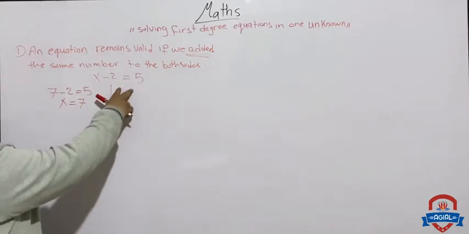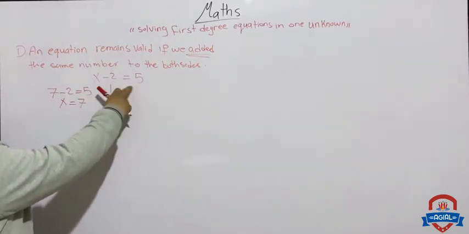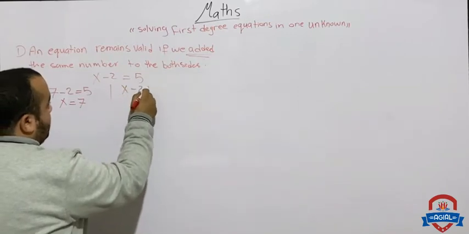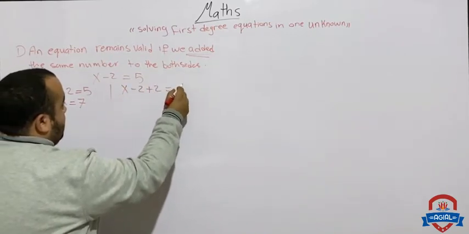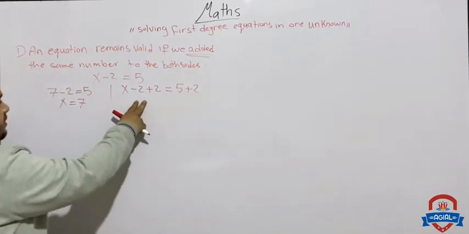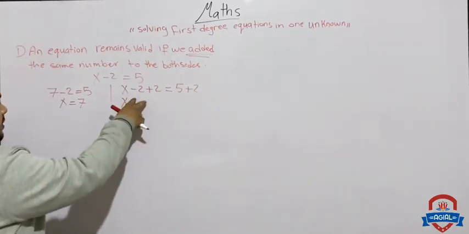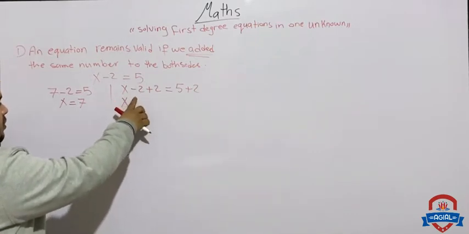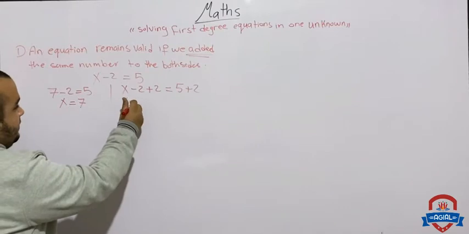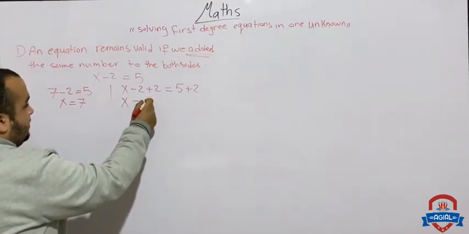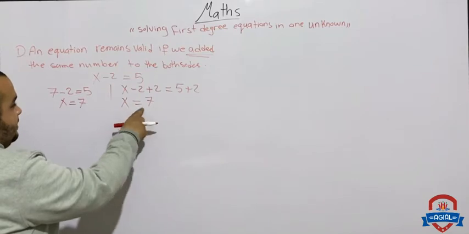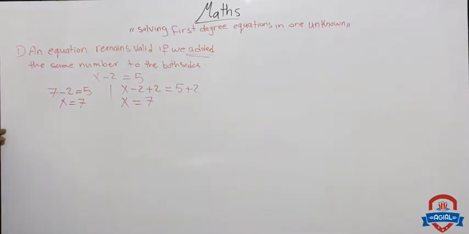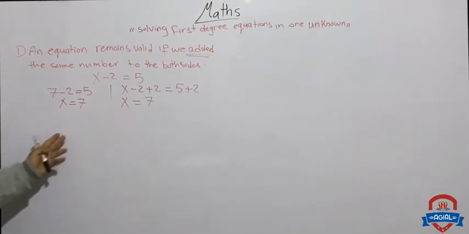And now, if we add 2 to both sides of this equation, the left-hand side equals x, because negative 2 plus 2 equals 0, and x plus 0 equals x. 5 plus 2 equals 7. So x equals 7. Notice that the value of x in the two ways is equal. So we can add the same number to both sides of an equation without changing the value of the unknown.